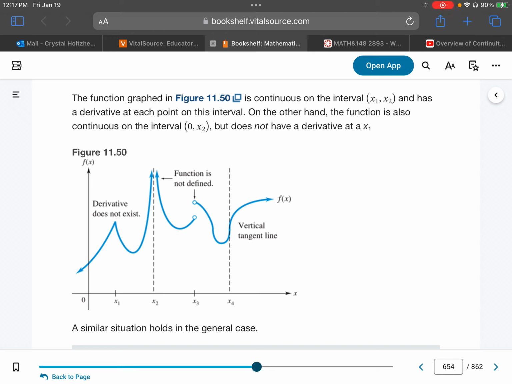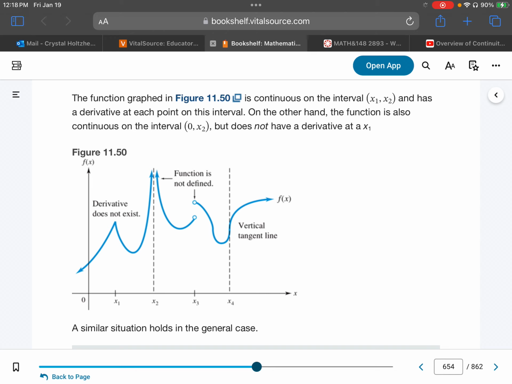At x3, the function is not defined because we have two different endpoints of the graph and they each end in a hole. So there actually isn't a value of the function defined at x3. And then at x4, we have a case where the graph goes vertical. And so the tangent line to the graph at that point would similarly be vertical.